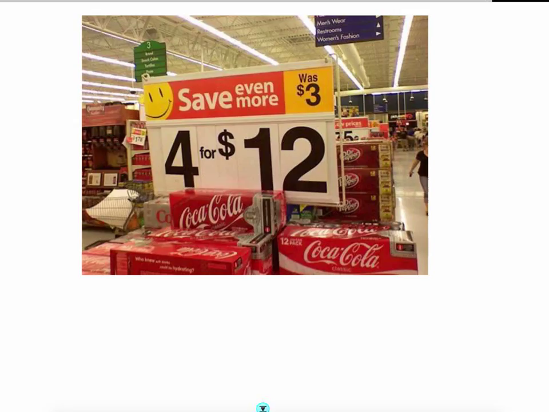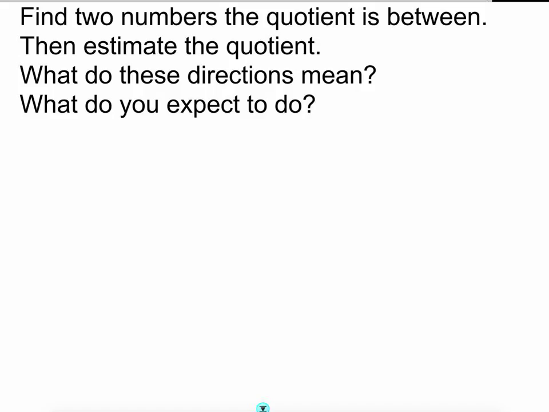You will use division in the real world. So I know if I buy 4 of them, I have to pay $12. But if I wanted to buy one pack of the soda, it would be $3. So they are $3 for each case of soda. So in the real world, you will see some basic facts or basic use of division at least. All right, so let's get to estimating quotients.